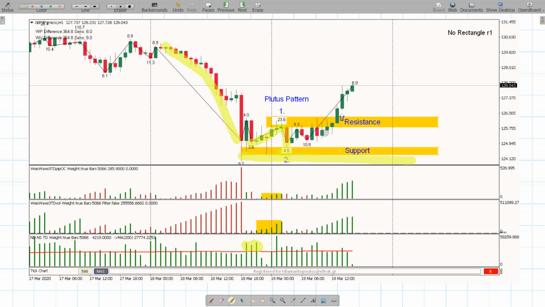Okay? So what do we enter? We enter long here after we break this resistance level. That's a classic Plutus pattern. Let's go to the next example.